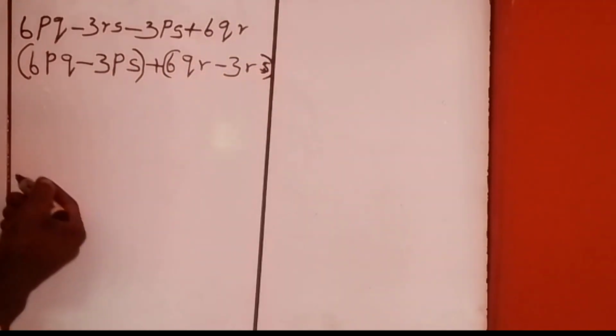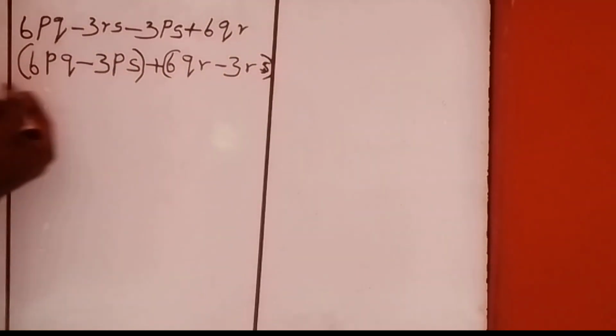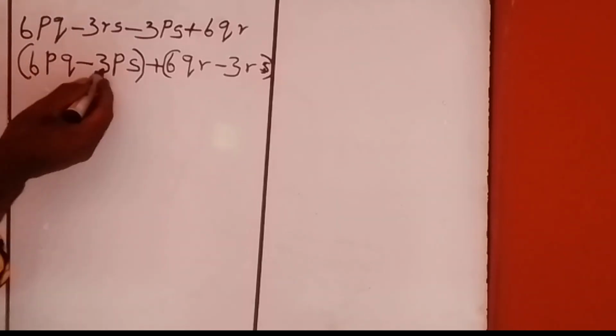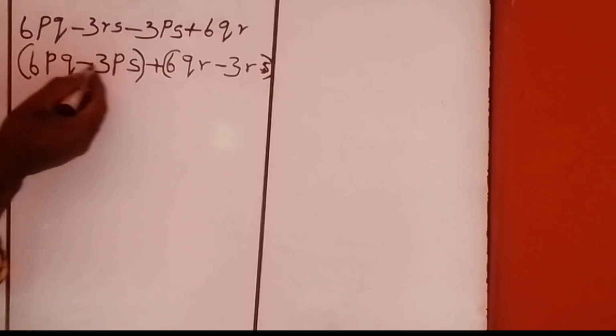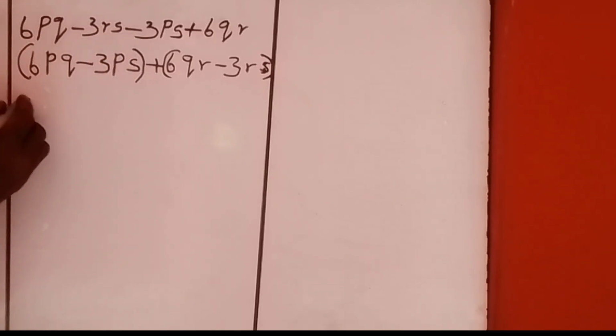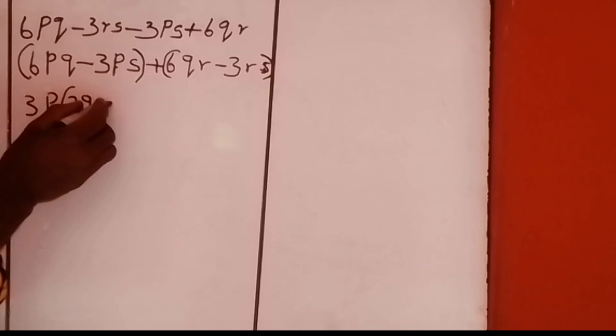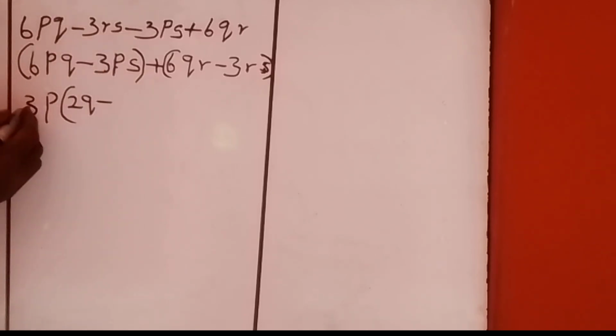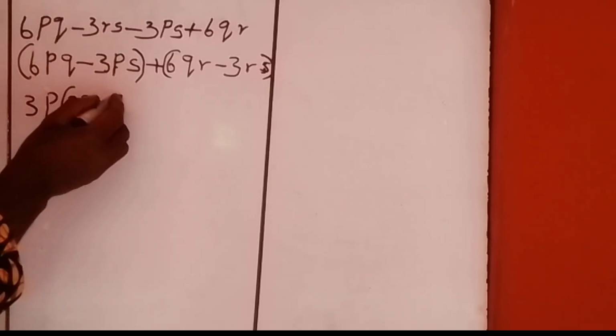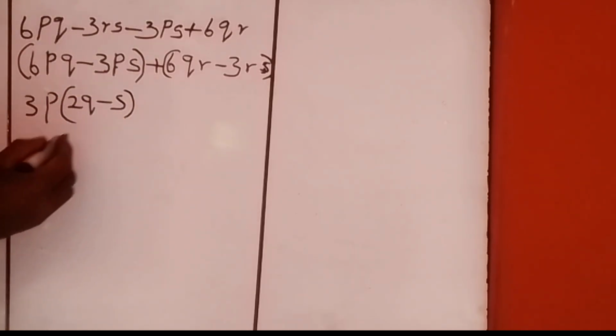This is called grouping. Now, when you group, bring out the terms that are common. Alright? Bring out the HCF of 6 and 3. Okay? HCF of 6 and 3 is 3. Then you can see P is common here. So bring out P. Then you can close your bracket. What is left here is 2Q minus, 3 is out here, P is out, so we are left with S inside the bracket here.